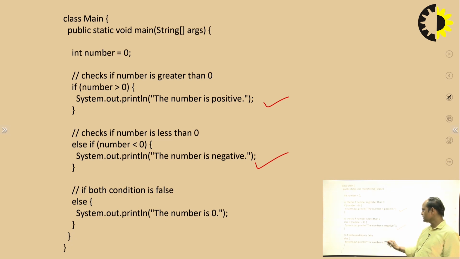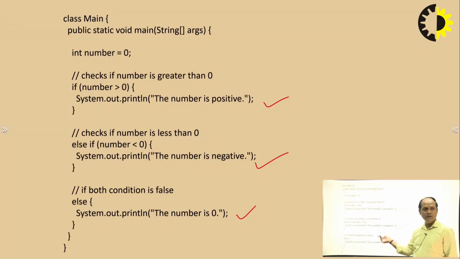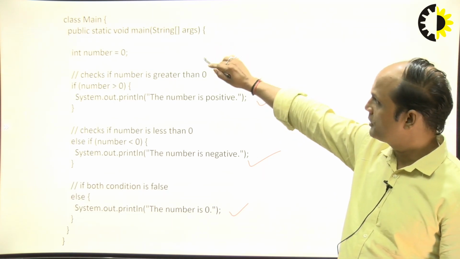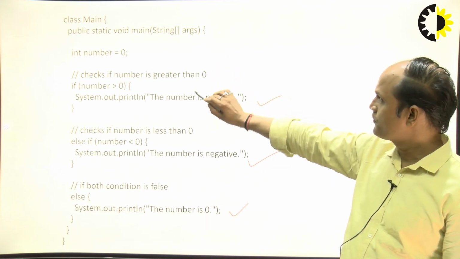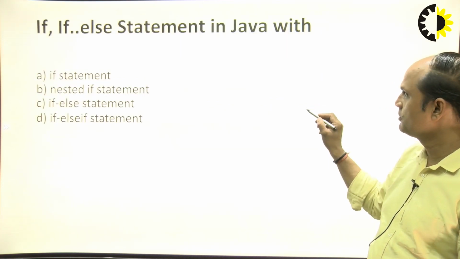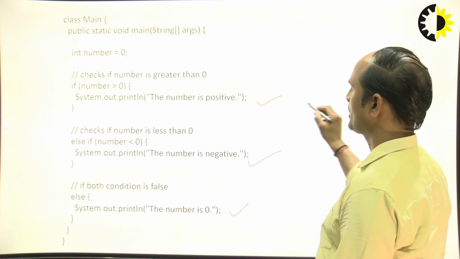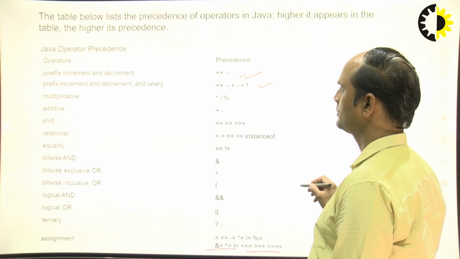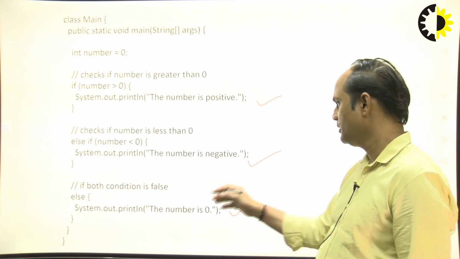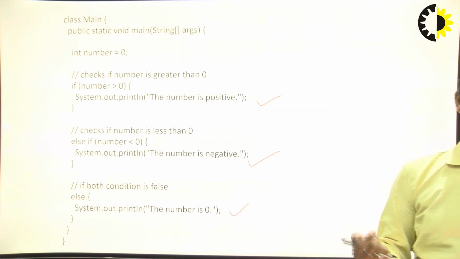If both conditions are false, then the number is 0. So what is the output of this particular program? We can run that program from here. Number is 0; if the number is greater than 0, that means it is a positive number, and this is a negative number. And if both conditions are false, then we get the number 0.